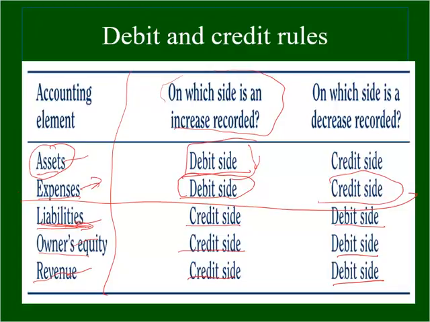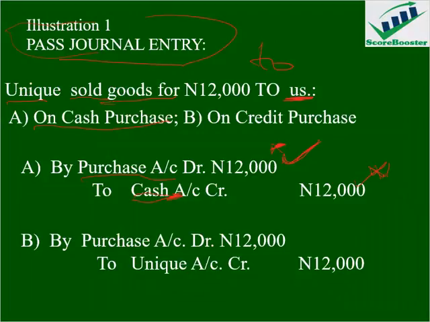When we bought the goods, two things happened. We have received goods, an asset increase, so we debit it. At the same time, our cash, which is also part of assets, decreases, so we credit it. This is what we call the double entry principle.